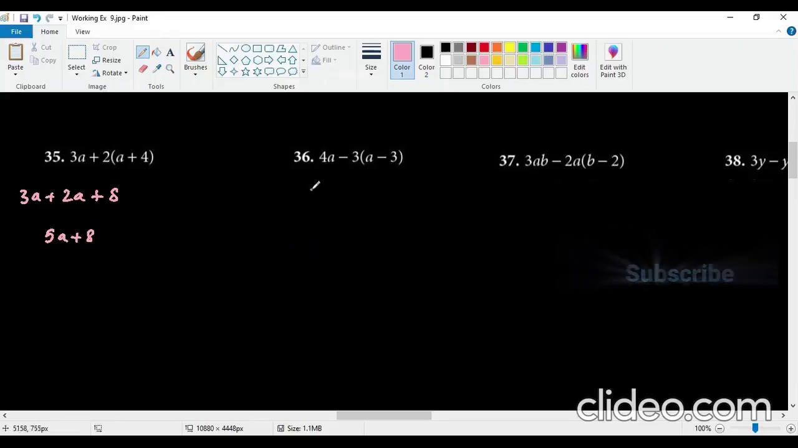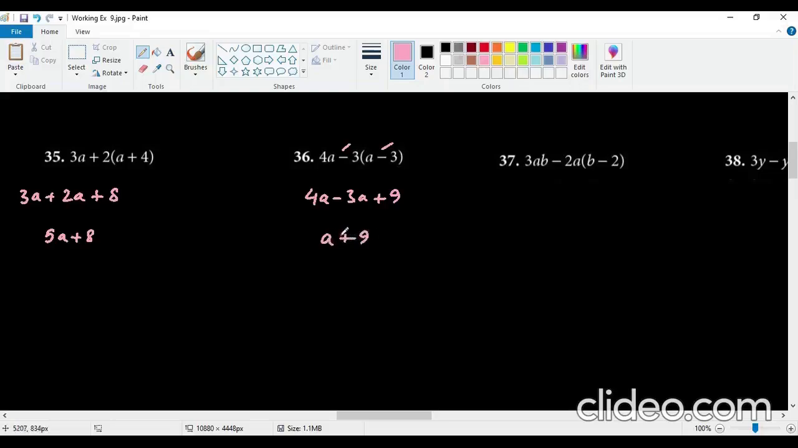4a minus 3a, and minus minus is a plus, and 3 times 3 is a 9. 4 minus 3 is going to give you only a, plus 9 is going to be answer for question number 36.